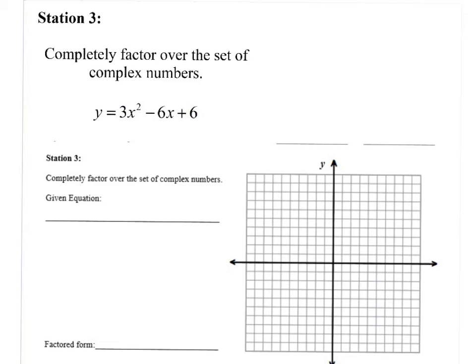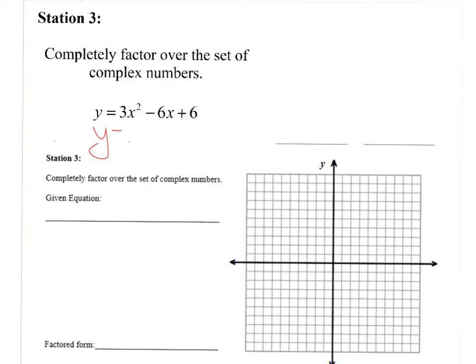All right, number 3. Factor completely over the set of complex numbers. Okay, let's see if it factors. 3 times 6 is 18. Does anything multiply to 18 that adds to -6? No. It's not going to factor that way. We could use that factoring pattern that we did yesterday in class with the a plus bi and the a minus bi, but I think there's a better way.